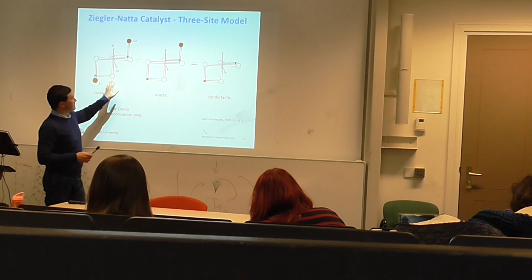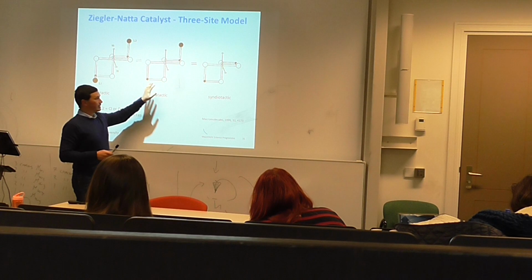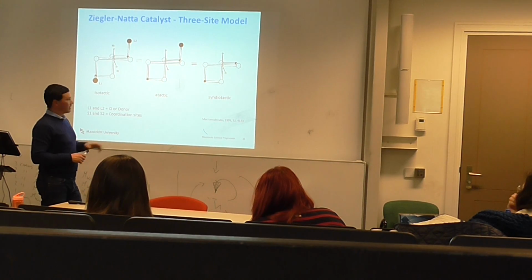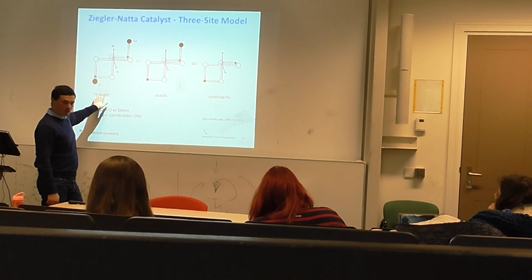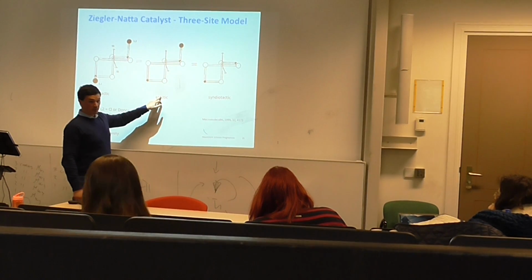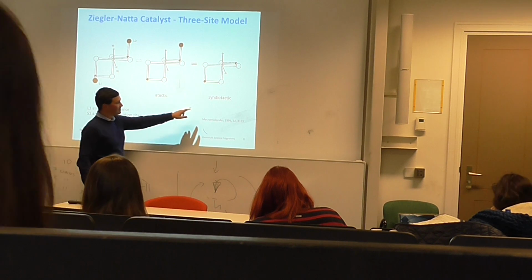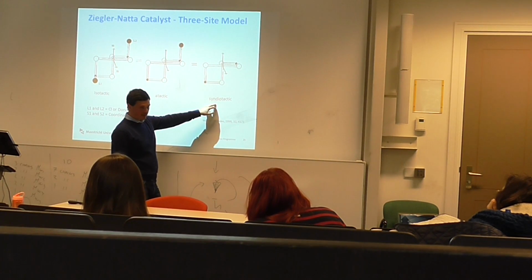An important thing of this model is that it's in equilibrium. These three sites are in equilibrium between them. So you can have a model that explains the isotactic behavior of the chain, the atactic behavior of the chain, and the syndiotactic behavior. Okay.